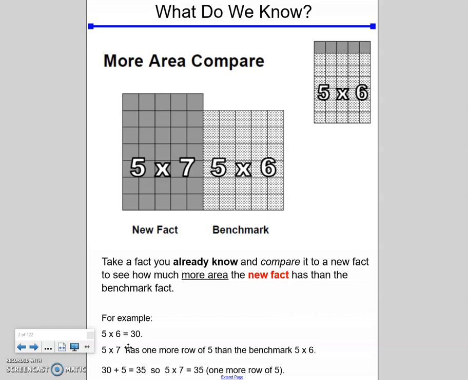If 5 times 7 were a new fact for me, if I did not know 5 times 7, I could compare it to the fact 5 times 6, which would be my benchmark fact. 5 times 6, of course, equals 30. And also, 5 times 6, of course, is 6 rows with 5 in each row. 5 times 7 has 7 rows with 5 in each row, so it has one more row of 5. 30, the area of my 5 by 6 rectangle, plus an extra row of 5 that the 5 times 7 rectangle has equals 35. So 5 times 7 equals 35.